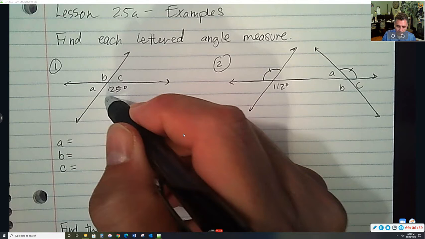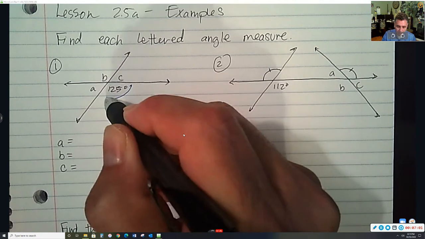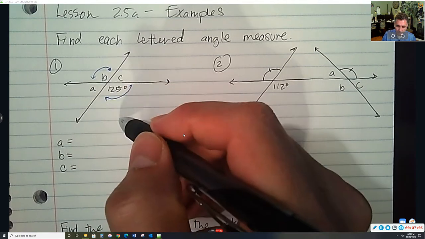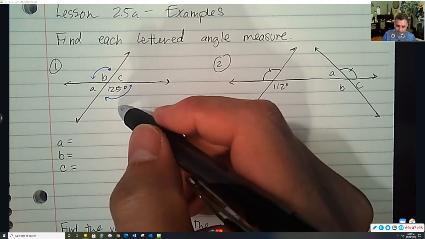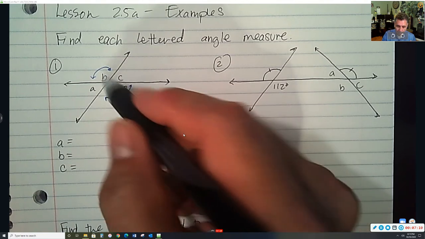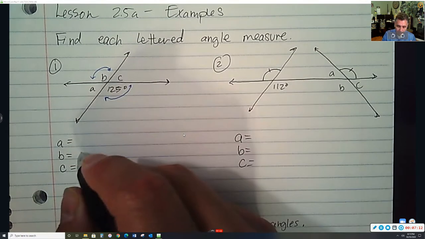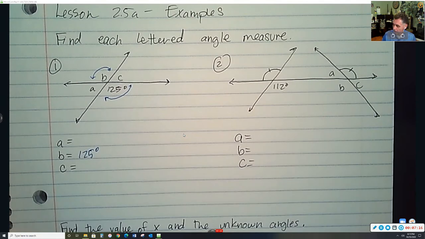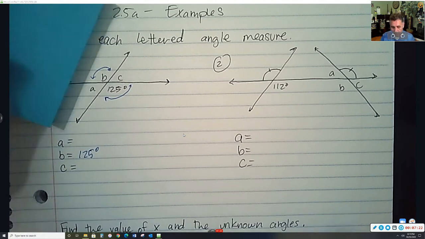So 125, this angle and this angle are vertical angles. Okay, and that means they're equal. So the angle B is 125, right? And then you've got to also recognize vertical or linear pair angles.